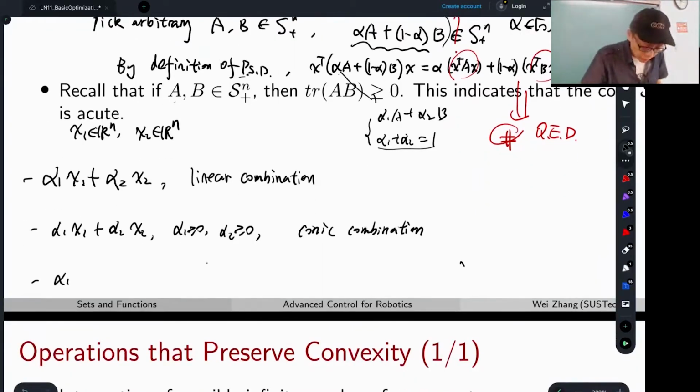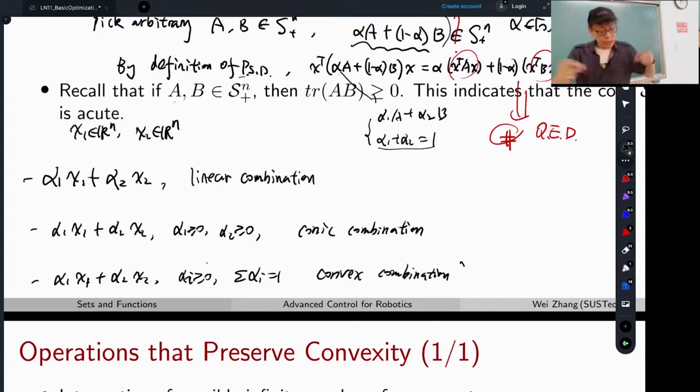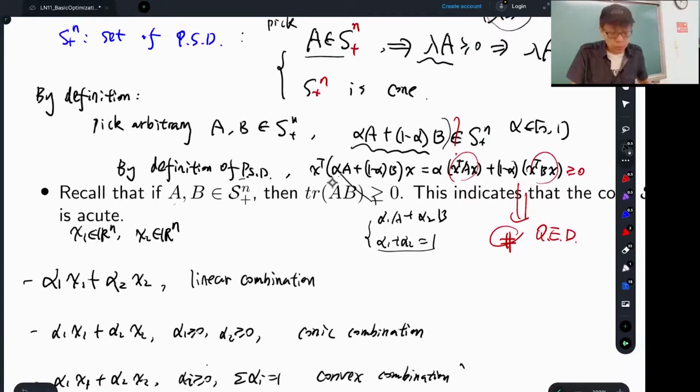If I say alpha 1 x1 plus alpha 2 x2, alpha i bigger or equal to 0, summation of alpha i equal to 1, this is a convex combination. It generates a convex set, or line segment between these two. Here I'm trying to prove this set is convex, so I need to test the convex combination. Okay, I hope that's clear.